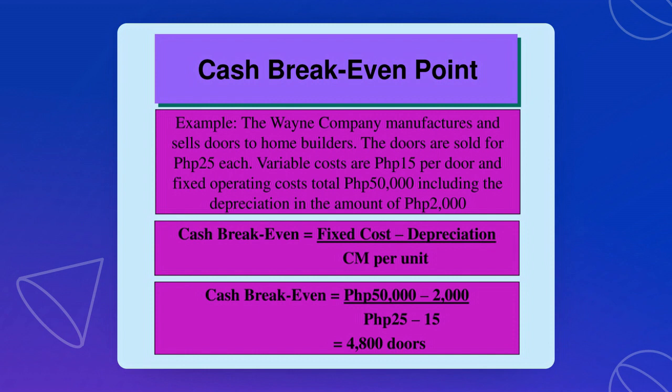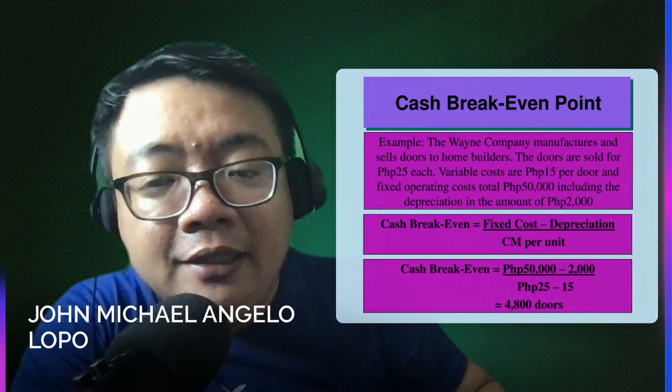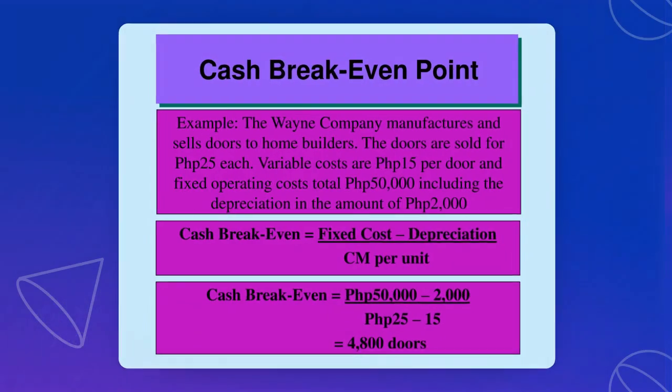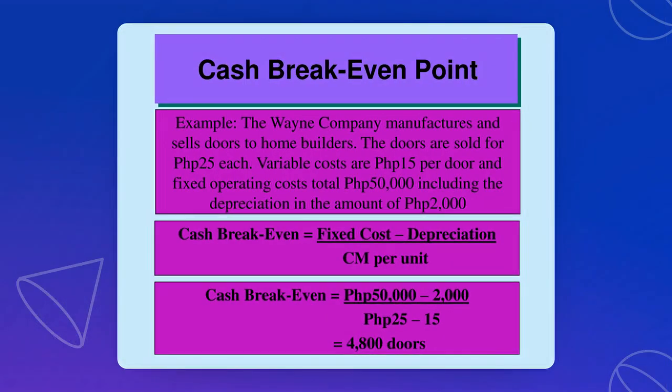Very good. So what happened here, class? In the break-even point we discussed last time, it was only the 50,000 divided by the CM per unit of 10. But now, since the question in the CPE board exam is the cash break-even point, what will we do? We will subtract the depreciation. So in terms of the cash break-even, the answer here is 4,800.